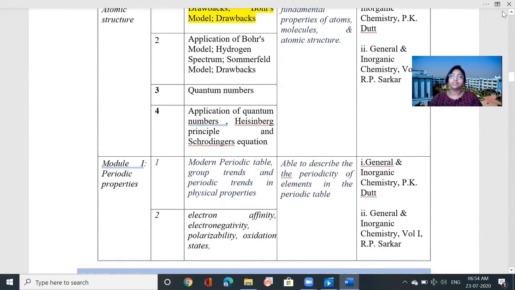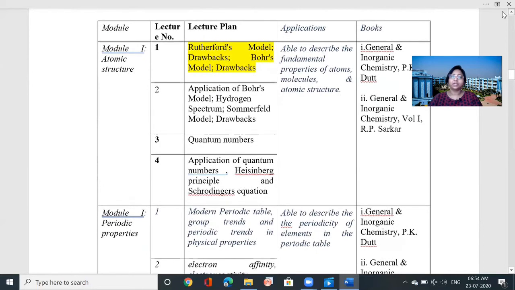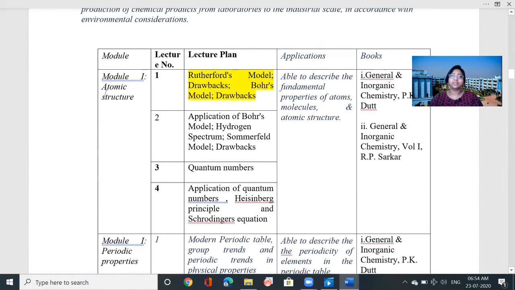So this is the first module. Here you can see module 1, atomic structure. Today I will tell about the first lecture, that is Rutherford's model, postulates and drawbacks as well, Bohr's models and drawbacks.